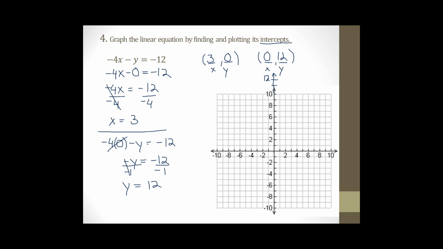Okay, now I'm ready to graph my 2 intercepts. My x-intercept is at 3, 0. So 3 units on the x-axis, 0 on the y, right here. It's my x-intercept. And then my y-intercept would be at 0 in the x direction and 12 units into the y direction, so right up here.